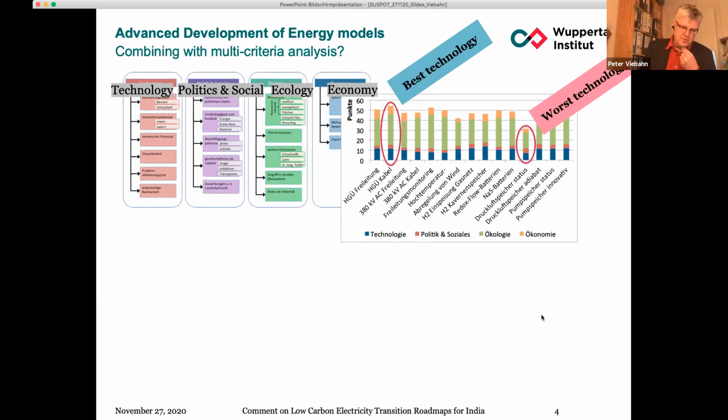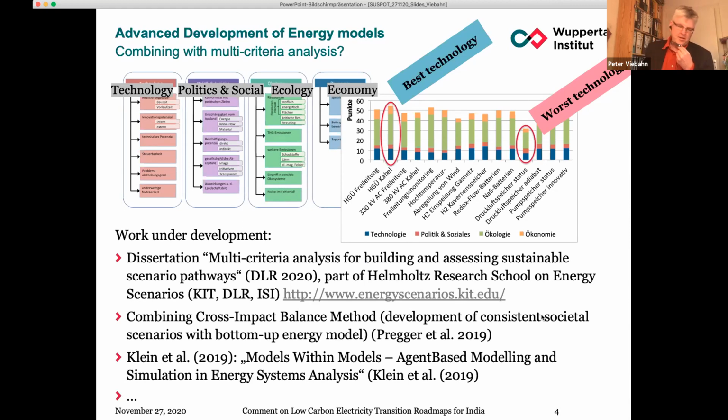So this is an advanced methodology developed over the last two, three, four decades. There are lots of different sub-methodologies within multi-criteria analysis. And the idea is to combine advanced MCA with advanced development of energy models. So I think this is a large research field. There are some examples. I collected some examples from Germany. For example, there's an ongoing dissertation on such a topic, multi-criteria analysis for building and assessing sustainable scenario pathways. This is from the Helmholtz Research School. Helmholtz is a large research association in Germany.